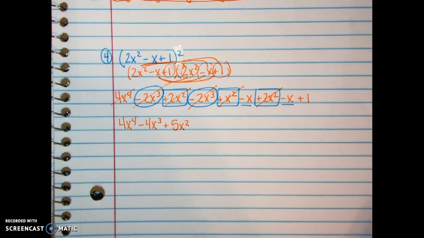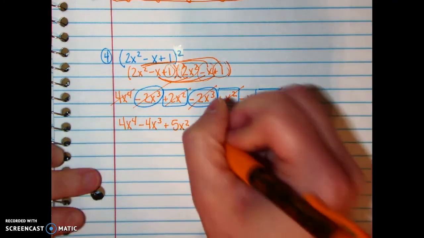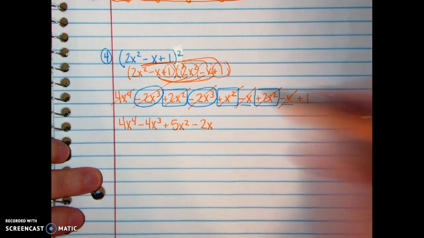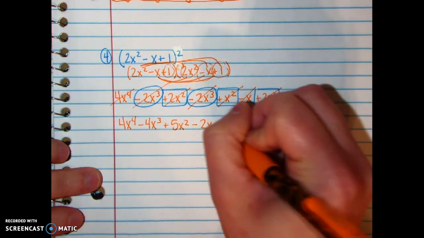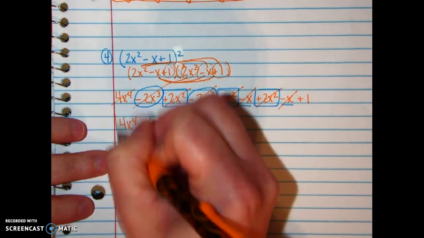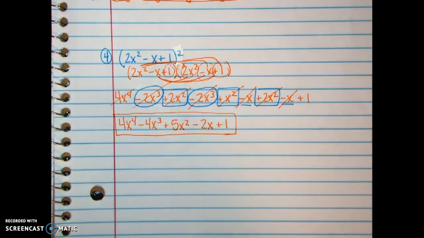Okay. And then I have negative x minus x. That would be minus 2x. And then plus 1. I don't have any other like terms, so I am going to box my answer, or circle your answer, whatever you want to say you're doing.